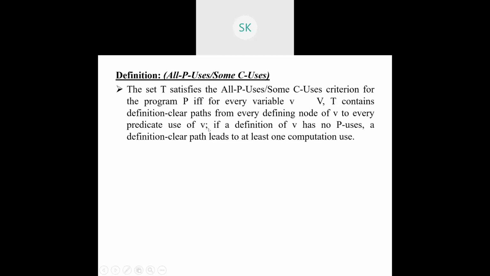If a definition of V has no P uses, that means no predicate uses are applicable, then we need to move to definition clear path identification for at least one computational use. All computational uses are not necessary. One computational use you need to have. It's a very clear one. So with respect to a simple program, if we can understand.